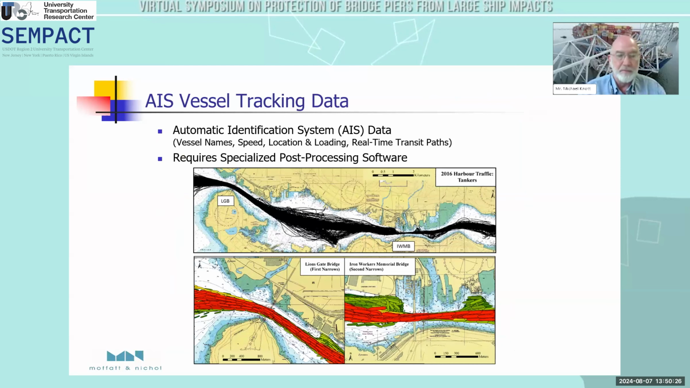AIS is an important modern tool that's been talked about earlier. Downloading AIS for a particular calendar year will give you the names of all the vessels that transited the waterway. We can plot their paths as shown in the black in the upper part of this slide. We can even plot individual vessels as shown in the red and green in the bottom, and at 5-second intervals where that vessel is located, and particularly when it's passing under a bridge. This does require some specialized post-processing software, however.